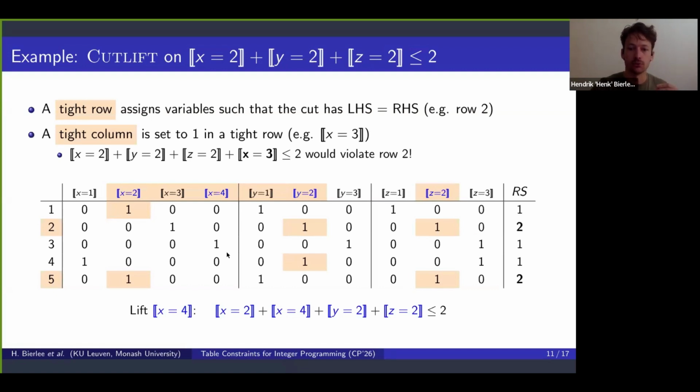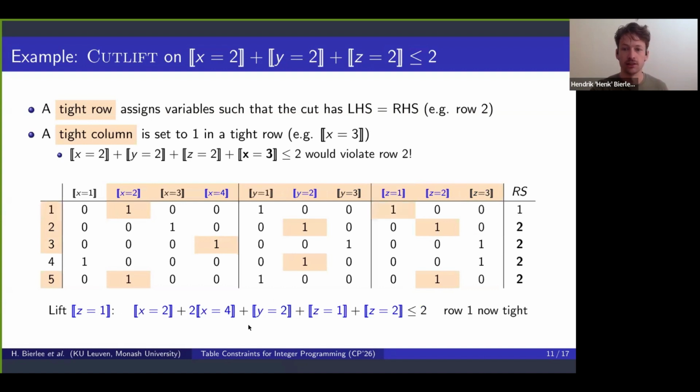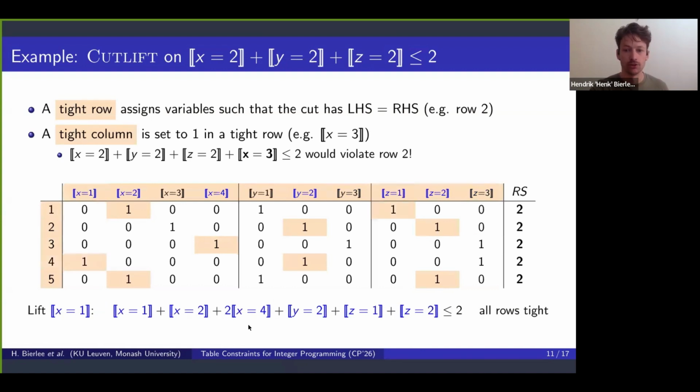We can lift x equals 4 again. So now we have 2 times x equals 4 added, but the cut is still valid. However, it has become stronger. And we can continue this process while there are still non-tight rows or columns left. So we can also add z equals 1 and x equals 1. And now we have much stronger constraints, again, in the sense that it removes more non-solutions. However, it is also still valid.